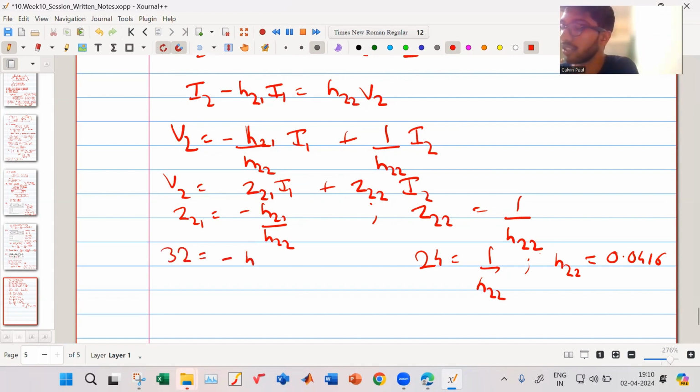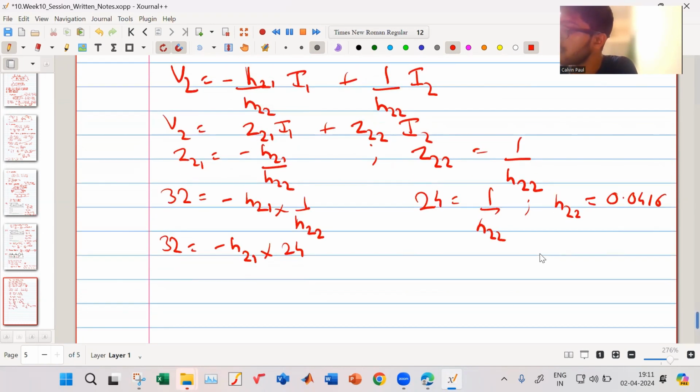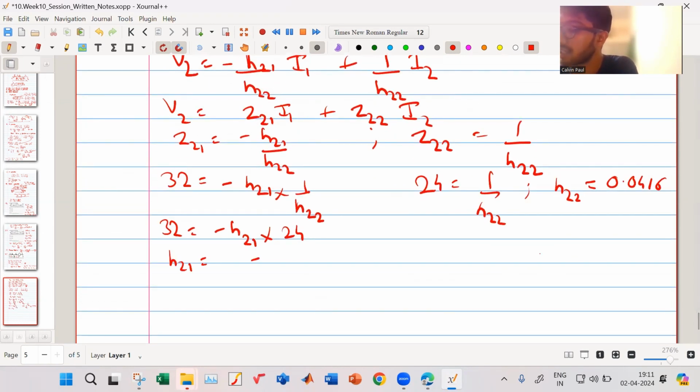Okay, now your Z21 also is 32. So 32 is equal to minus H21 into 1 upon H22, right? So 32 is equal to minus H21 into 24. So your H21 is actually equal to minus 32 upon 24, and that is equal to what? Minus 1.33, okay, it is minus 4/3. So now we got H21 and H22.